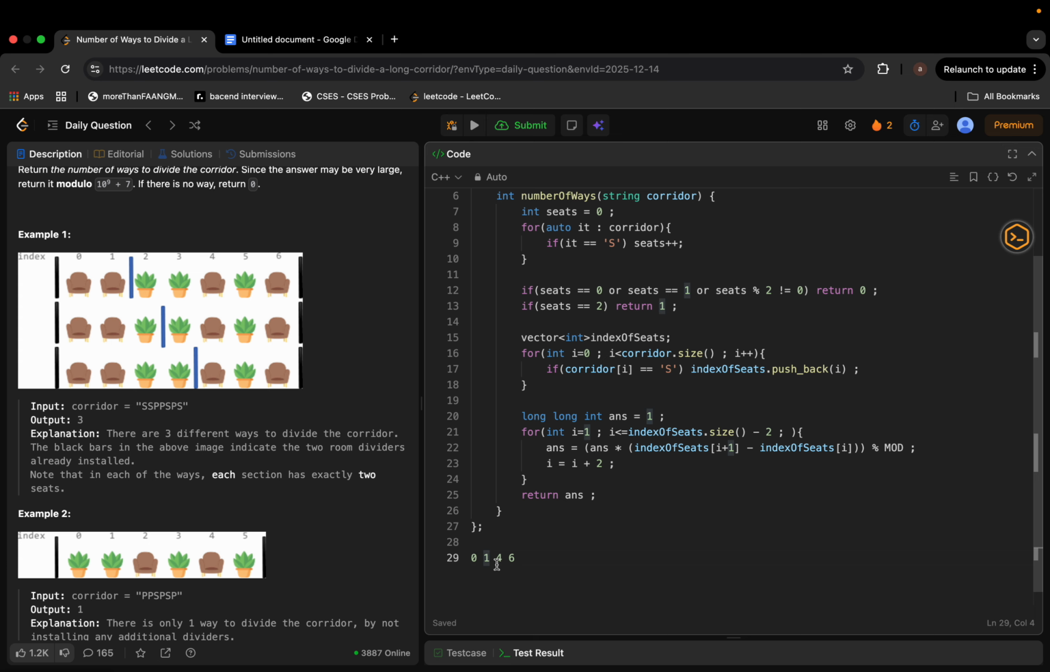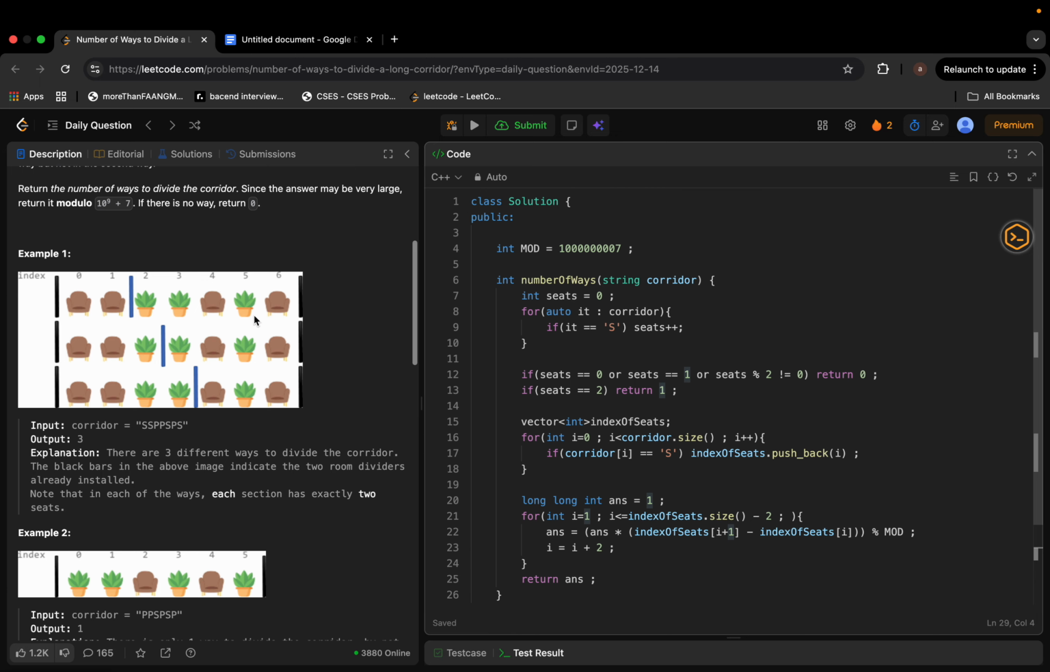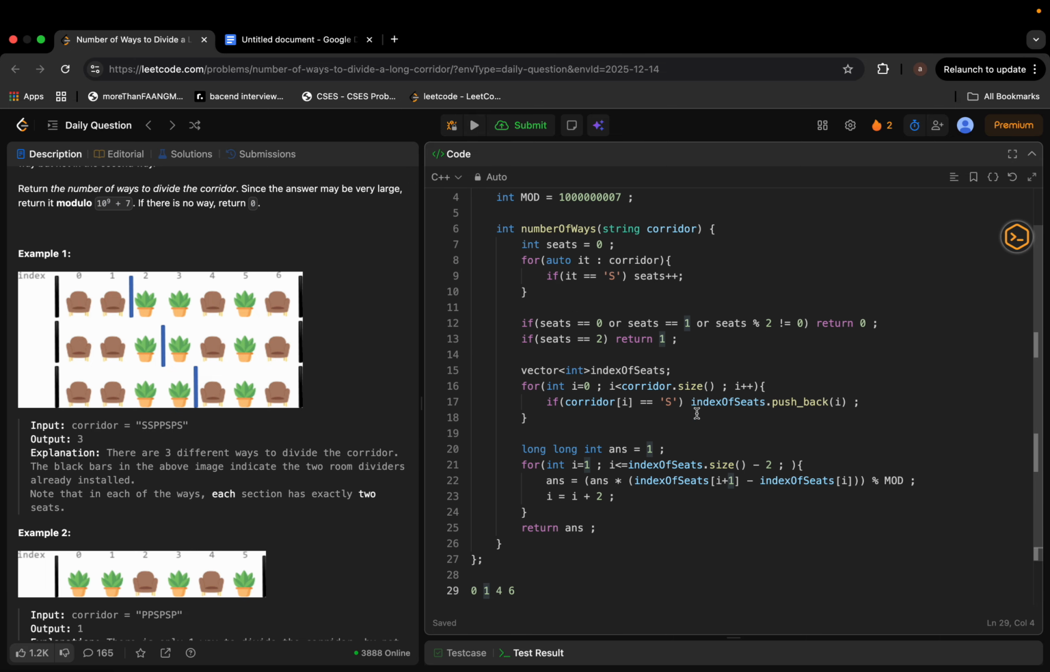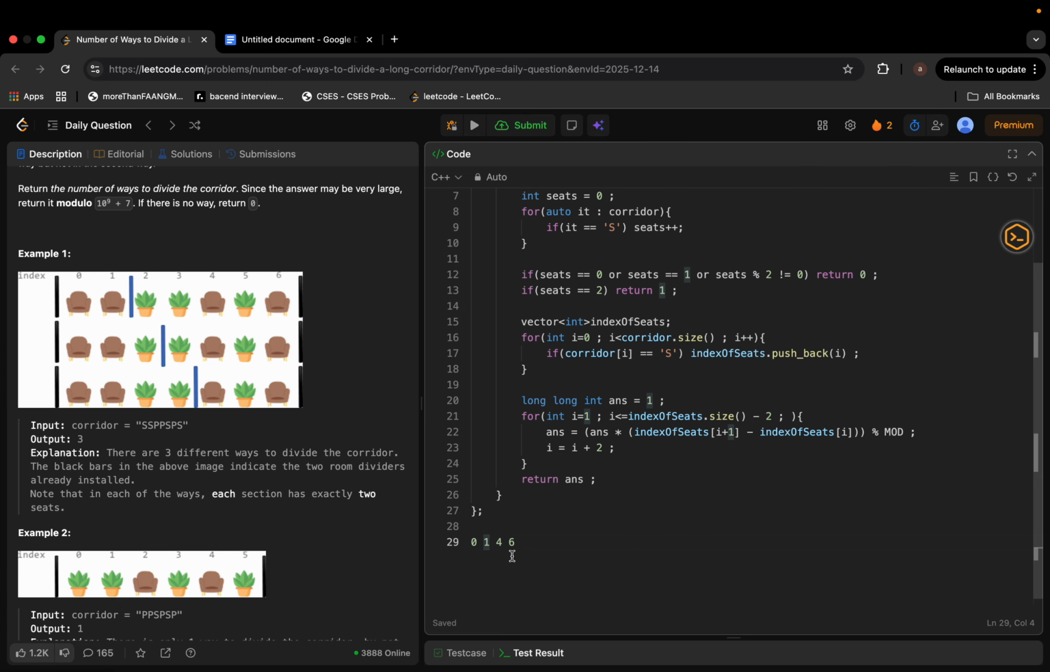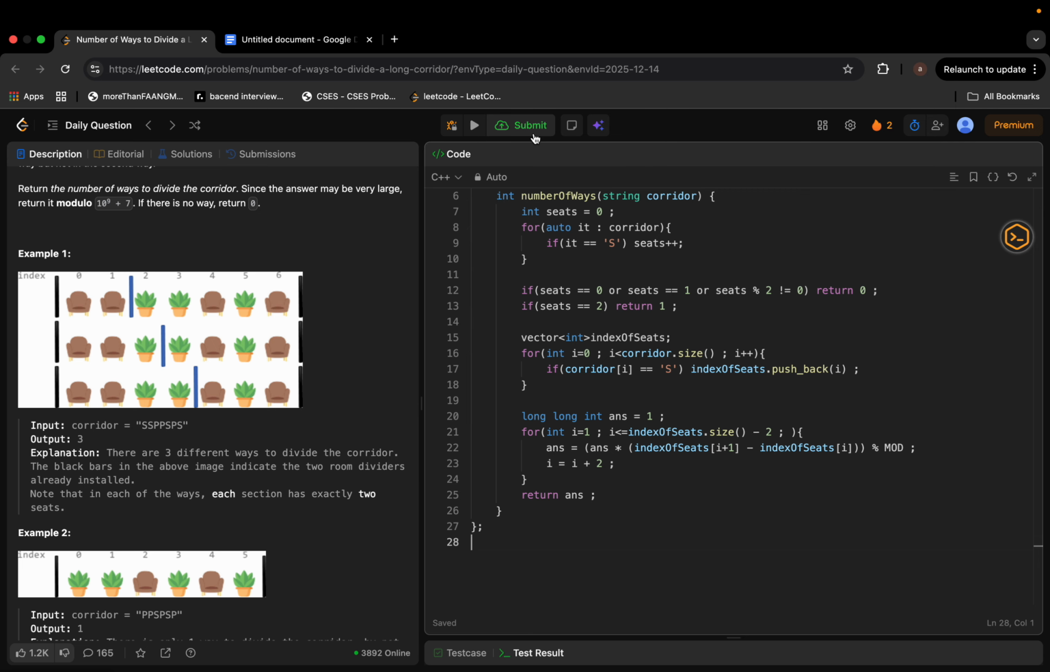Now remember guys, we have to move in pairs. If we have to move in pairs, we need to do I equal to I plus 2, not I equal to I plus 1. Also, it is provided that there can be many ways, so we should take a modulus. So I have done the modulus as well, and at the end we are returning the answer. Let's try to submit this.